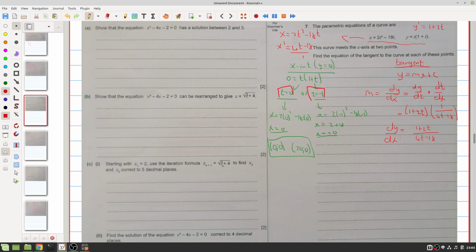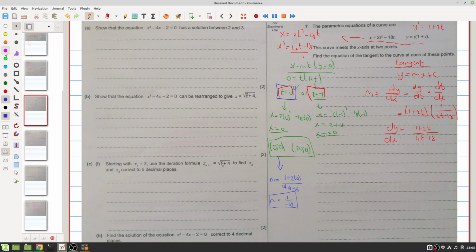So, let's just do colors here. For this point, the m is going to be when t equals 0. So dy/dx, or m, same thing, it's going to be 1 plus 2 times 0 over 4 times 0 minus 18. So that's going to give us 1 plus 0 is just 1, and then 4 times 0 is 0, minus 18, so negative 18. So that is our gradient at this point for the curve.